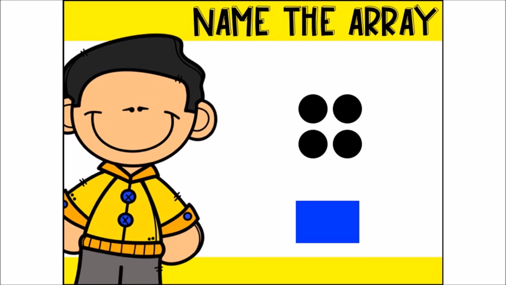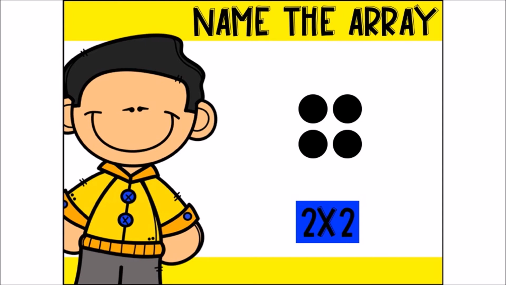Okay, find the answer for this. Name the array. You should be writing a multiplication problem. Why is there only one box for this problem? Our answer is 2 times 2. There's no reason to write 2 times 2 twice. We have the same number of rows and columns, so our only multiplication sentence is 2 times 2.